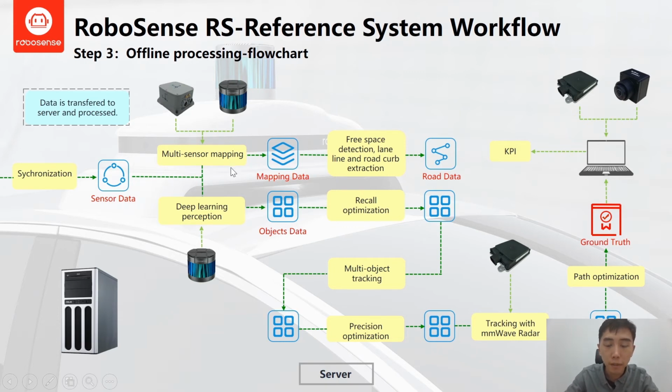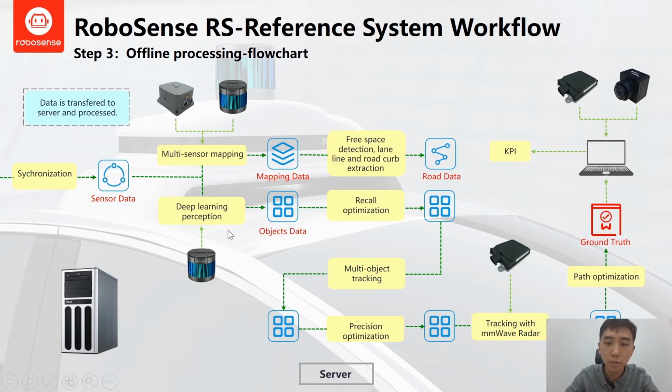So the first part, the mapping. Many people ask this question: why do you need mapping? Mapping helps in two ways. The first is free space detection, lane line, and road curb extraction. All these operations are done based on the map. And the other is that with a good map, we can remove some false detections, which helps to improve the performance of the perception part. So this is about mapping.